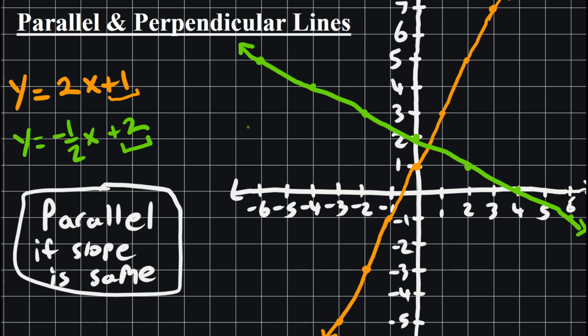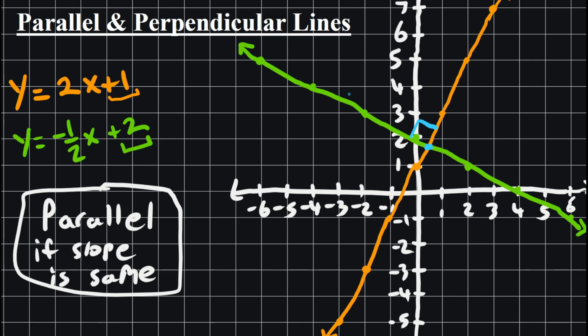Perfect. So we have two equations graphed here. In orange, we have y equals 2x plus 1. And in green, we have y equals negative 1 over 2x plus 2. So they do overlap at this point right here. And you could probably tell just by looking at it, it looks perpendicular because it does form a right angle right here, and on all four sides as well.